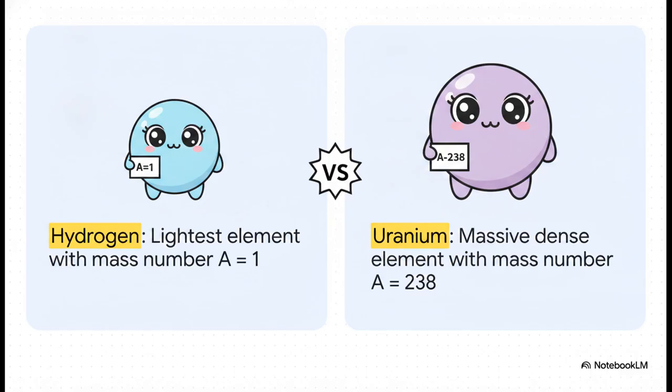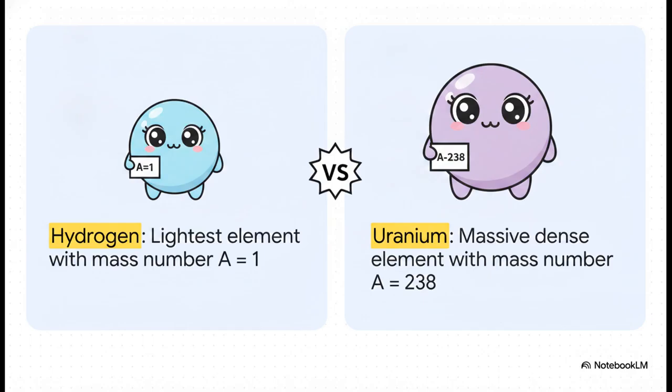Its nucleus is essentially just a single proton, giving it a mass number of exactly A equals 1. In the heavyweight corner, let's look at a champion like uranium. Uranium is a massive, dense element with a whopping mass number of A equals 238. So which of these makes the better brake pad for our neutron?